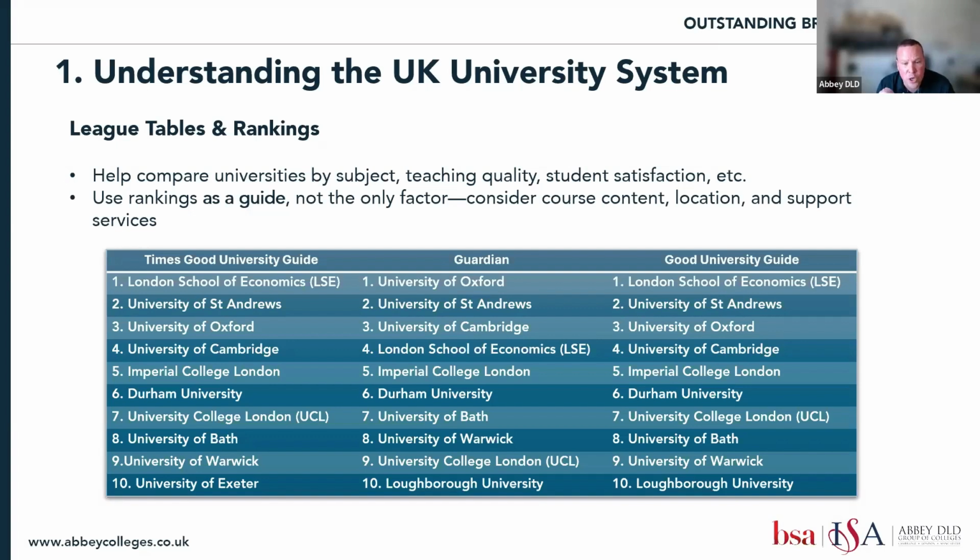And again, look at the subject by subject rankings as well to get an idea of the subject that you want to study and where it's ranked. So rankings are a good way to get an understanding of universities and where they sit against each other. These rankings, although I've only given the top 10, they cover every single institution. So you can look all the way down into the hundreds.